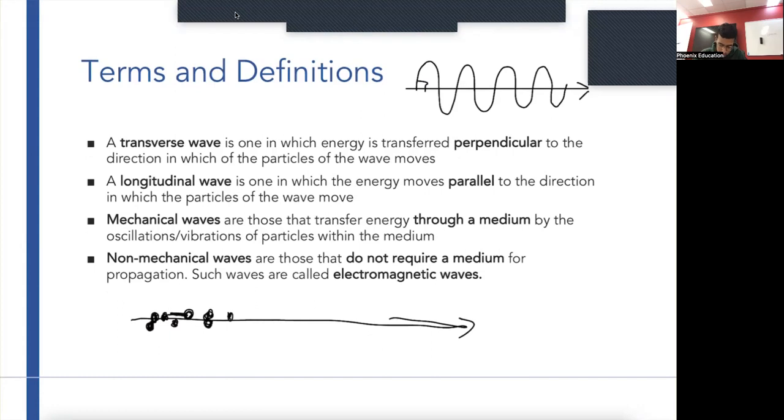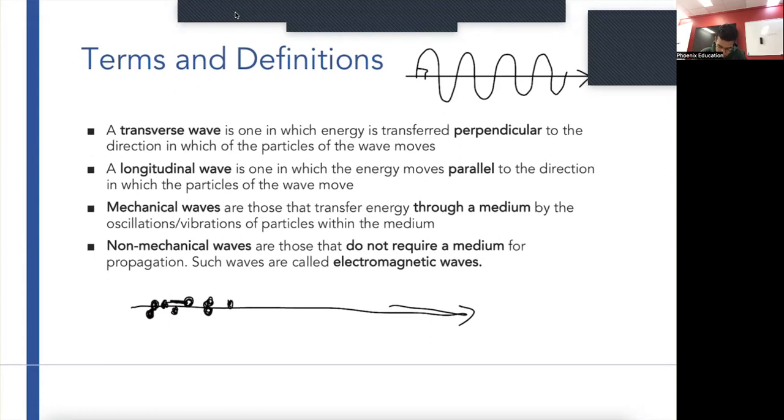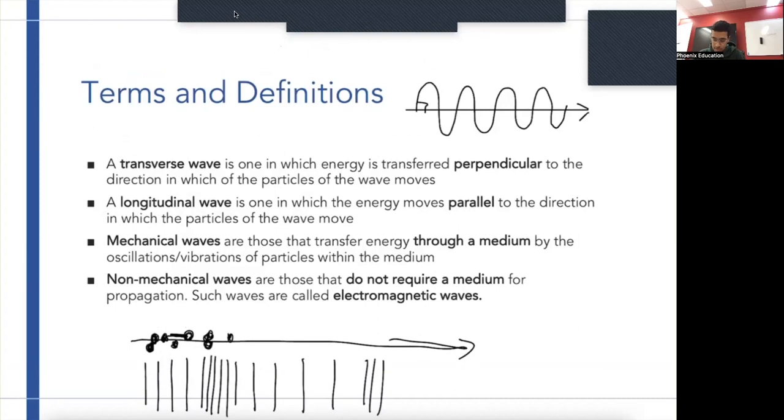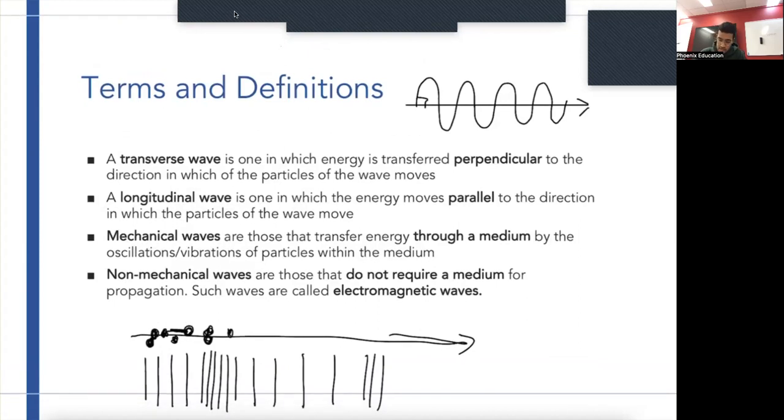In sound waves, what we have is compressions and rarefactions. The air particles basically vibrate onto each other like this, and then they go back to their original positions. But we'll go into this in more detail in the later slides. So these transverse and longitudinal waves are the different types of waves.